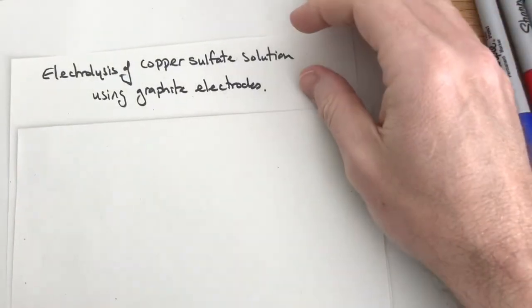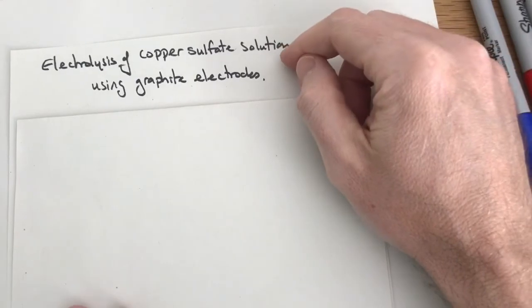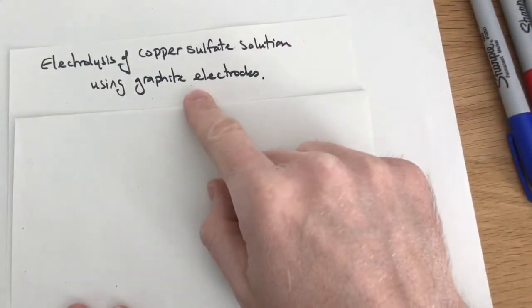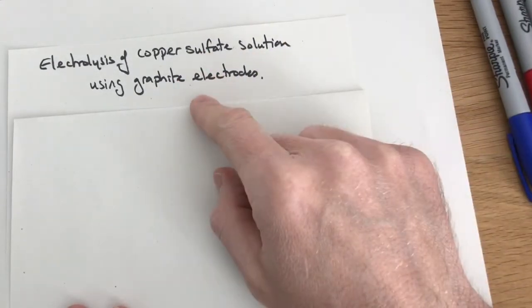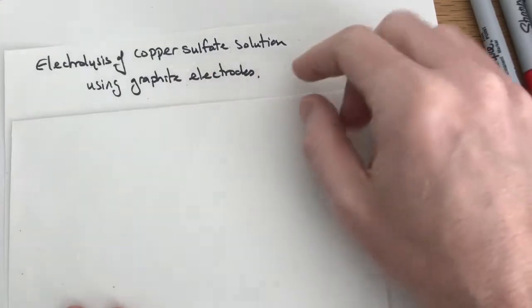Okay, in this video we're going to have a look at the electrolysis of copper sulfate solution, and it's going to be a kind of two-part video. In this one we're going to use graphite electrodes, and later on we'll have a look at using different electrodes. So it's a solution of copper sulfate using graphite electrodes.